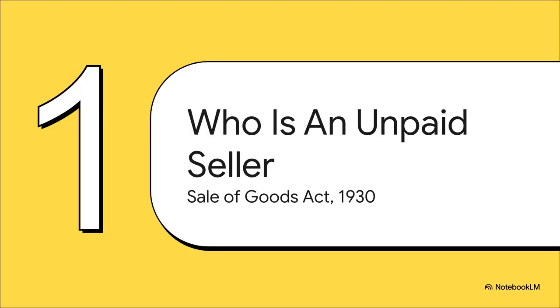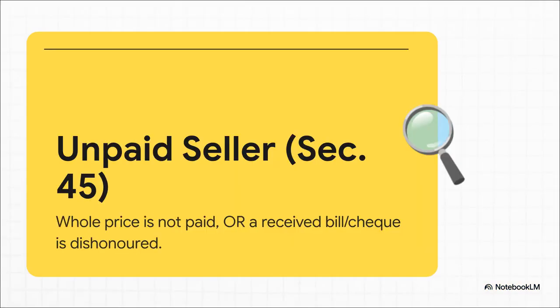Let's start with our very first mandatory heading. Section 1, who is an unpaid seller? Section 45, fundamental definitions under the Sale of Goods Act 1930. Now, do not start your exam answer by meandering with some generic introduction. You must cite the correct Bare Act section number, Section 45, immediately.